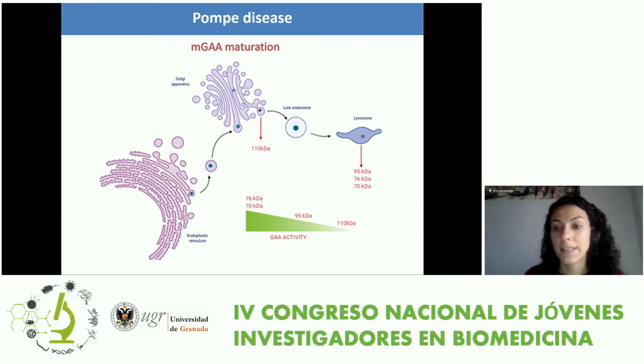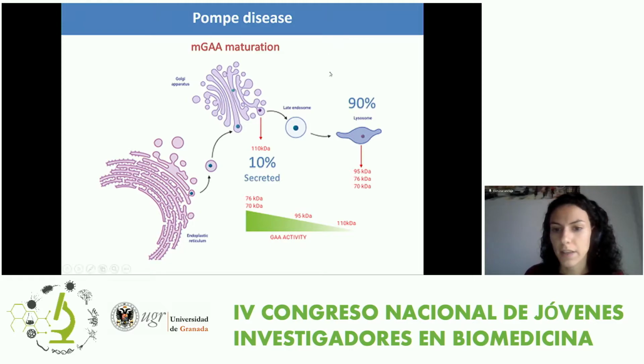To understand better the function of the GAA protein, let's talk about the GAA maturation. The protein is synthesized in the endoplasmic reticulum. Then it's transported to the Golgi, where we have the precursor of 110 kilodalton. Then it is transported to the lysosome, where it is processed to the most active forms, the 76, the 70, and the 60 kilodalton forms.